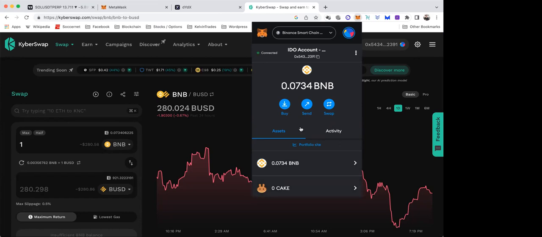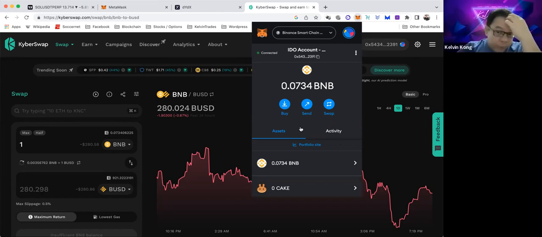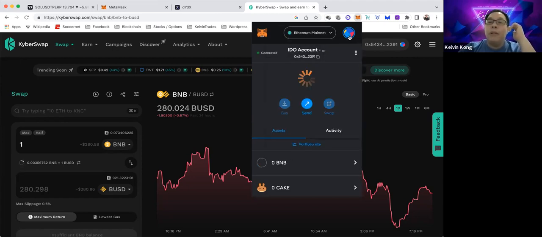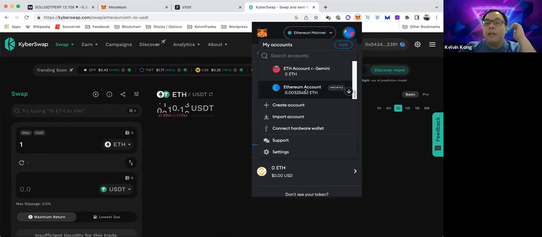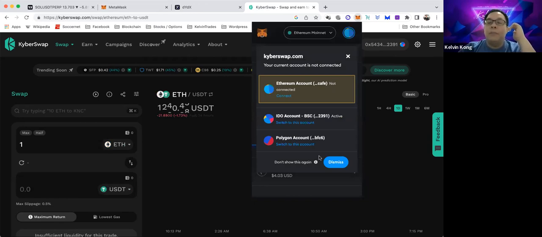Kevin, do you need to put in anything like for the gas fee when you do the transfer? Yeah, obviously. If you use Binance Smart Chain, you need to have BNB here to pay for gas fee. If you use the Ethereum blockchain, you need to have Ethereum inside the wallet to pay for gas fee. Then of course, if you use Polygon, then you need to have Matic inside the wallet to pay for gas fee.